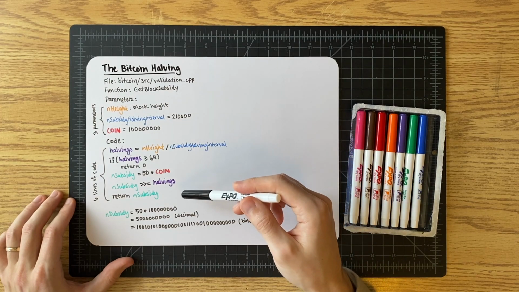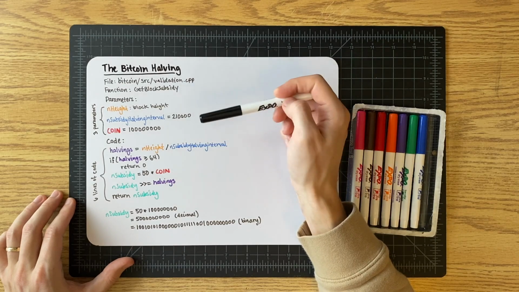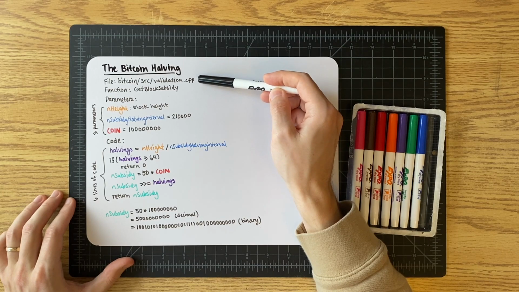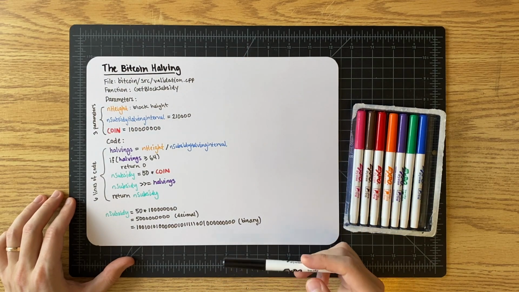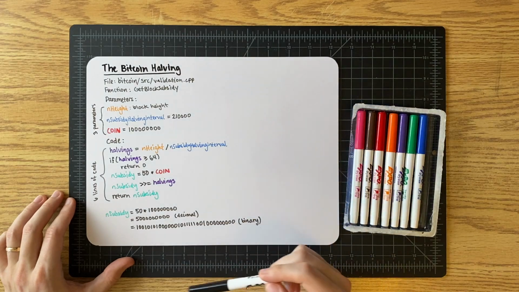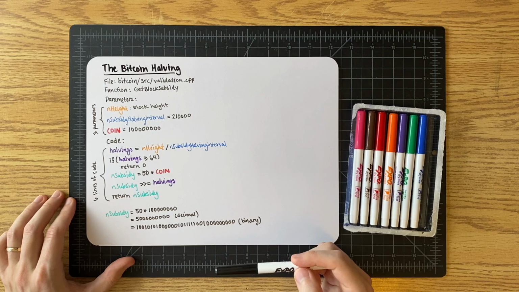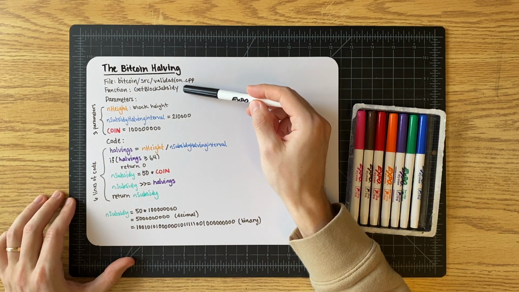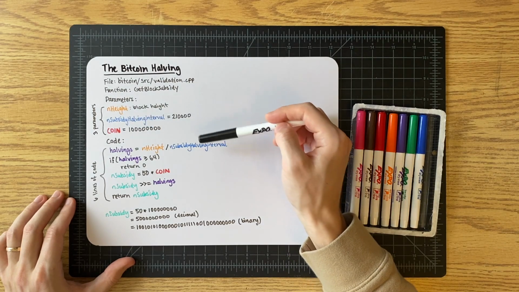The piece of code that we're going to talk about is within this function here called get block subsidy. And this function is in this file, validation.cpp, which is in the src folder in the Bitcoin GitHub repo. I'll post some links in this video as well if you want to actually look at this yourself. The three parameters which are used in this function are nHeight, nSubsidyHalvingInterval, and COIN.